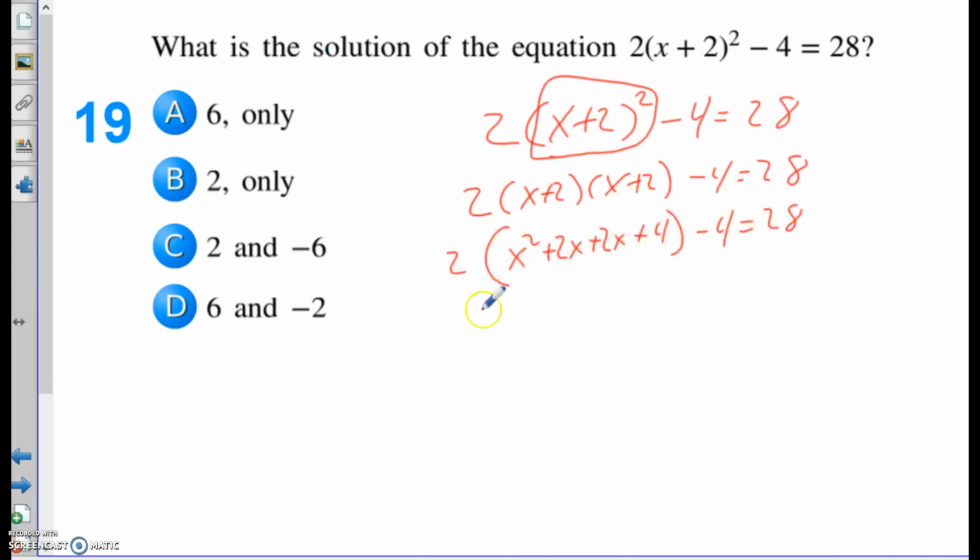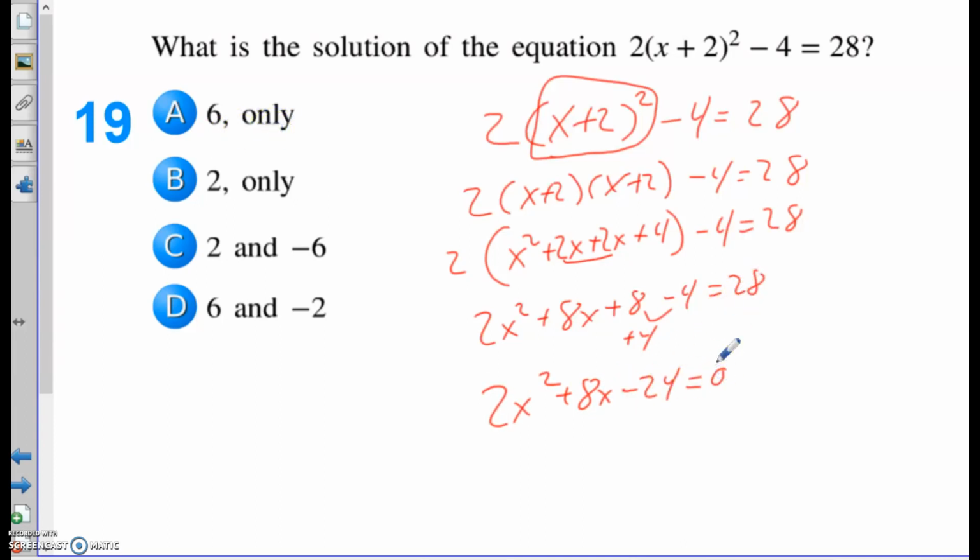And then I could distribute this 2 in, and combine these, like, these are going to be 4x in here. Distribute this 2. So 2x squared plus, it was 4x, and now I'm distributing the 2 to be 8x. 2 times this 4 is 8, and minus 4 equals 28. And then I can combine these. These will combine to be 4. And I can minus this 28 over. So set equal to 0, it's going to be 2x squared plus 8x minus 24 equals 0.